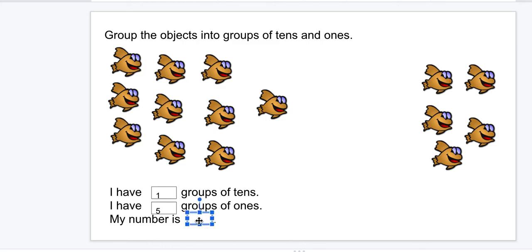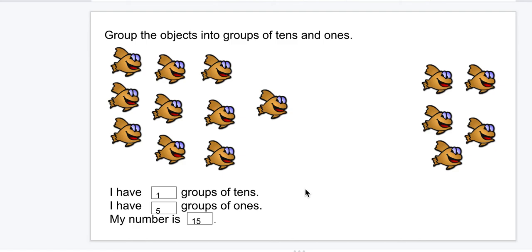So what is my number? I've got to think. All I'm going to do is put my tens first, which is 1, because remember, I know my value is 10, but I have one group of 10. So I have 1 and then 5, because that's where my ones place goes. And so we have 15 fish.